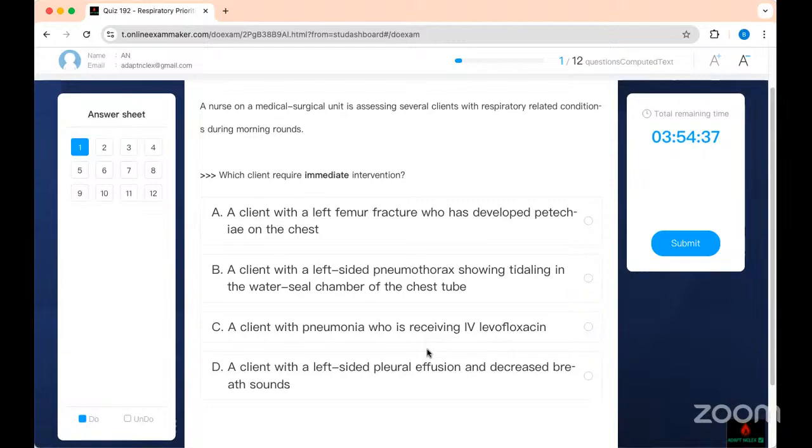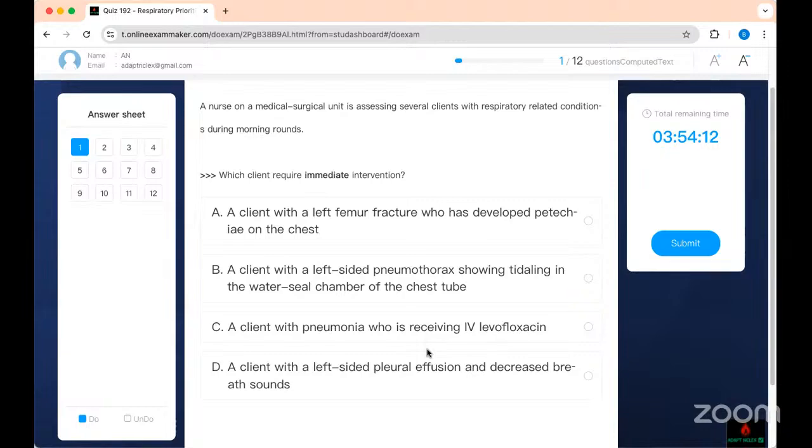Put your answer down and let's talk about it. A client with left-sided pleural effusion and decreased breath sounds. All of them are bad problems. But what do you think? Which one do you think should be the person? If you have one second, are you going to give it to the left pleural effusion and decreased breath sounds?